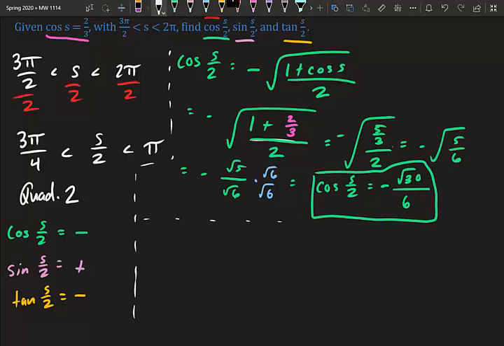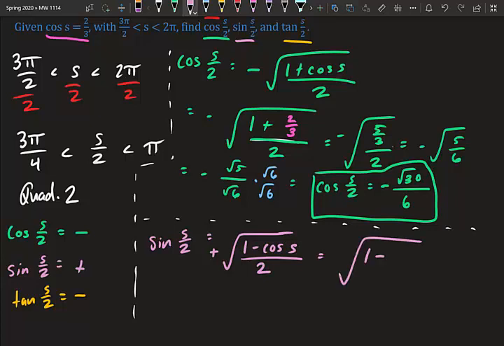Now, let's go ahead and find our sine value. Since we only have cosine s, we need to make sure we use a sine identity that only has cosine and nothing else. So we're going to be using the identity of positive square root of 1 minus cosine s over 2. It's positive because sine in quadrant 2 is positive. We're given cosine s, we know that. So we have 1 minus cosine s, which is 2 over 3, all over 2.